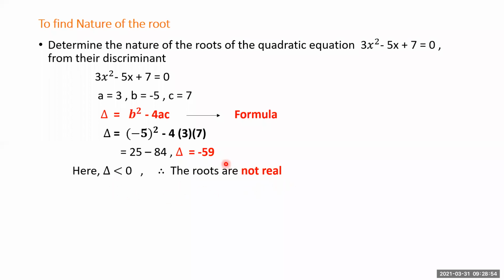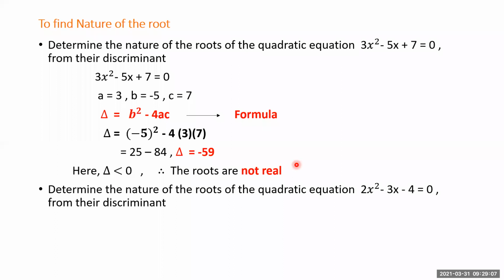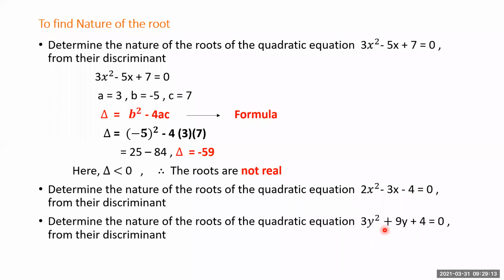If you write this much, for finding delta you will get 1 mark, and for writing this nature you will get 1 mark. So in a 2 mark question, you can easily score 2 marks. Here also I have given some practice questions. 2x square minus 3x minus 4 equal to 0, and 3y square plus 9y plus 4 equal to 0. Same, determine the nature.